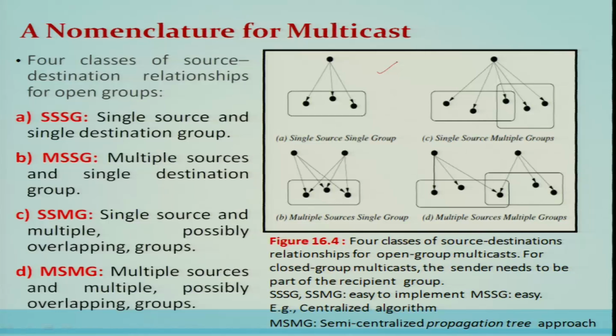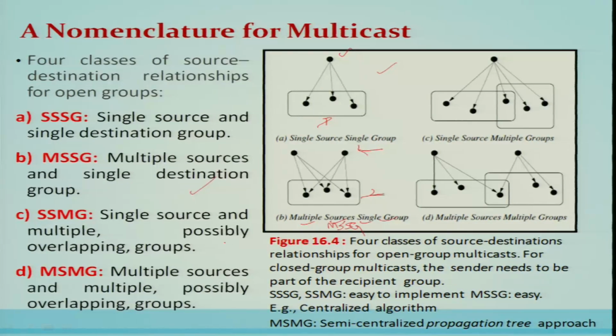The first nomenclature for the open group is SSSG, that is single source and single destination group, where there is a single source and a single group as the destination. MSSG is basically multiple sources. Here you see there are multiple sources and a single destination group, called multiple sources single destination group, MSSG.